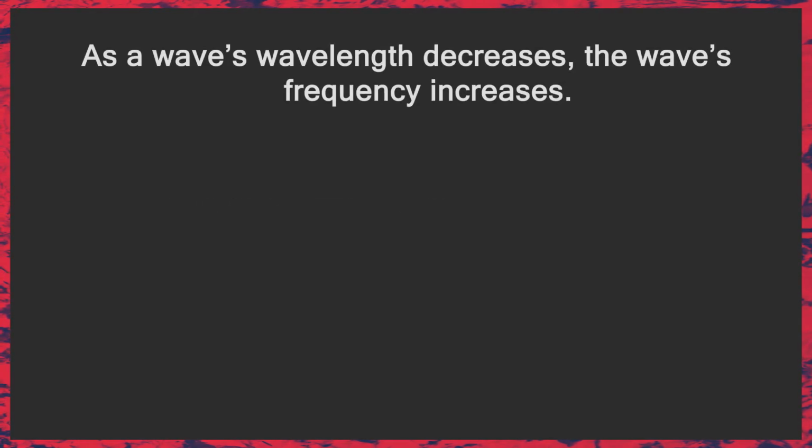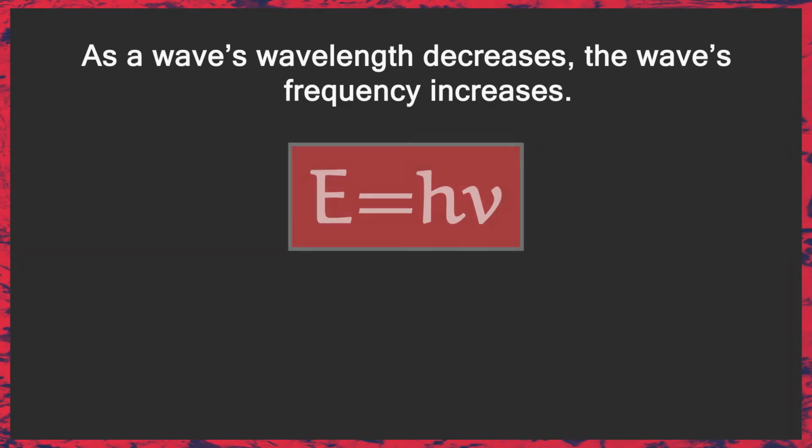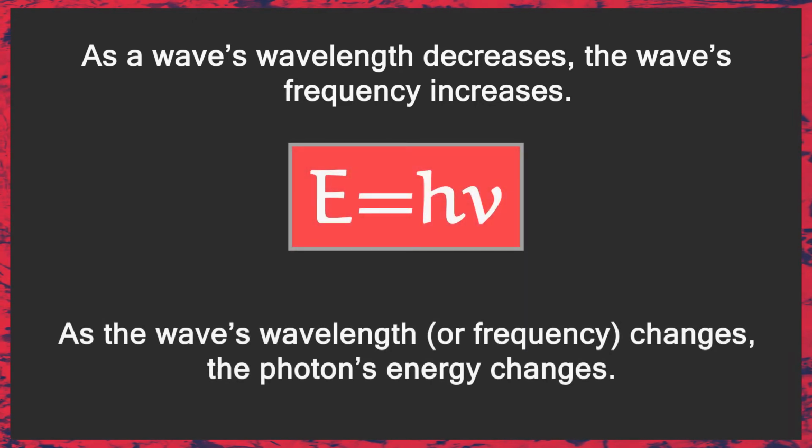You see, as a wave's wavelength decreases, its frequency increases. Looking back at the Planck-Einstein relation, we can see that as a photon's frequency or wavelength changes, the photon's energy changes. The varying photon energy gives us a wide variety of properties. This leads us to the introduction of the electromagnetic spectrum.